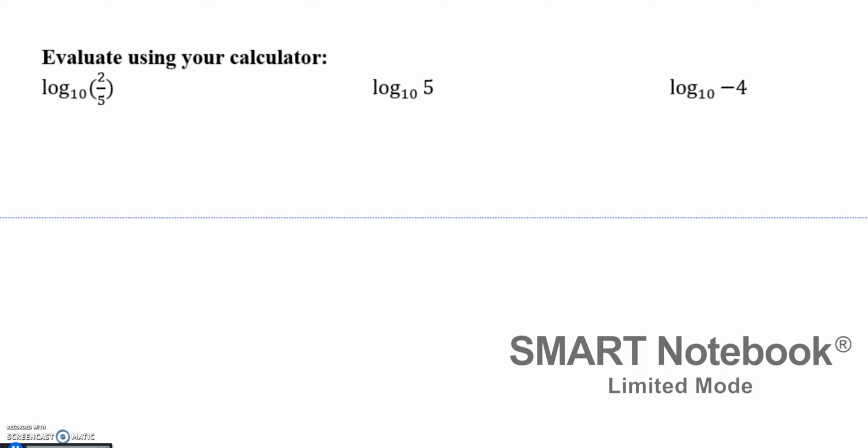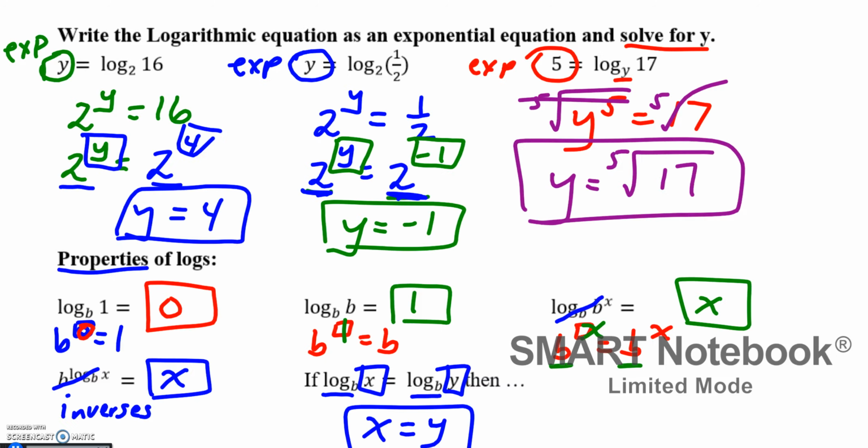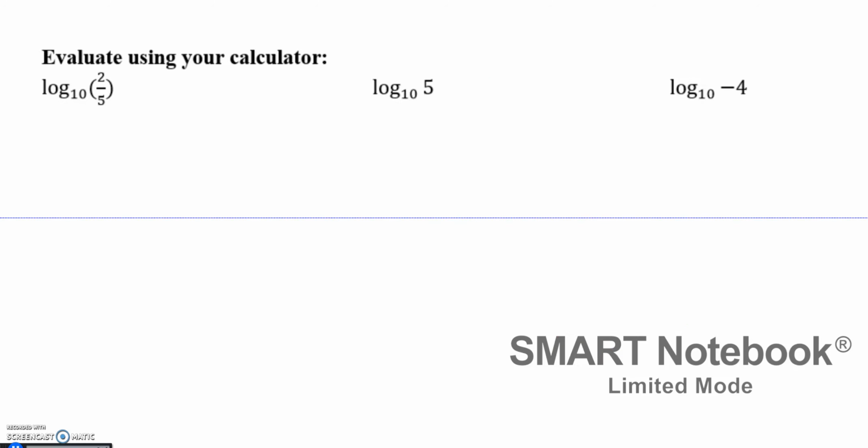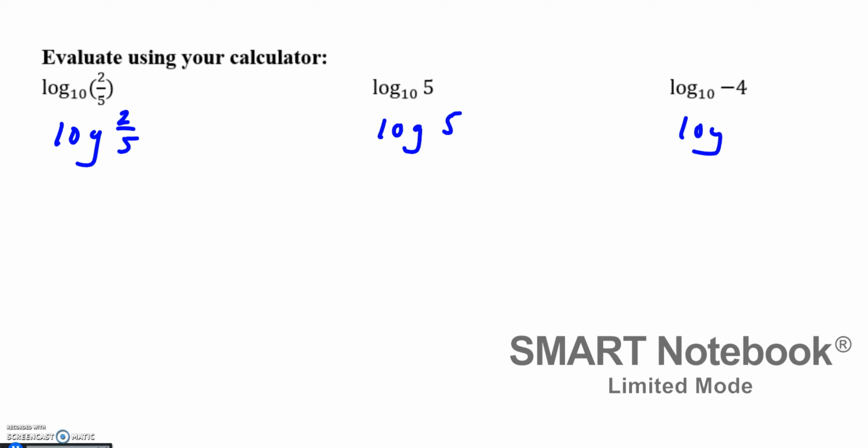Which leads me to the last problems in this video. Evaluate using your calculator. I think it's important, of course, to understand where logs come from, but sometimes, unlike the previous examples, we don't have exponents that are perfect, so we need to know how to use our calculator. All right. So before I pull up my calculator, I'm going to rewrite all these problems without the base 10. So this is really log of 2/5. This is really log of 5. And this is really log of -4. And the 10 is assumed.